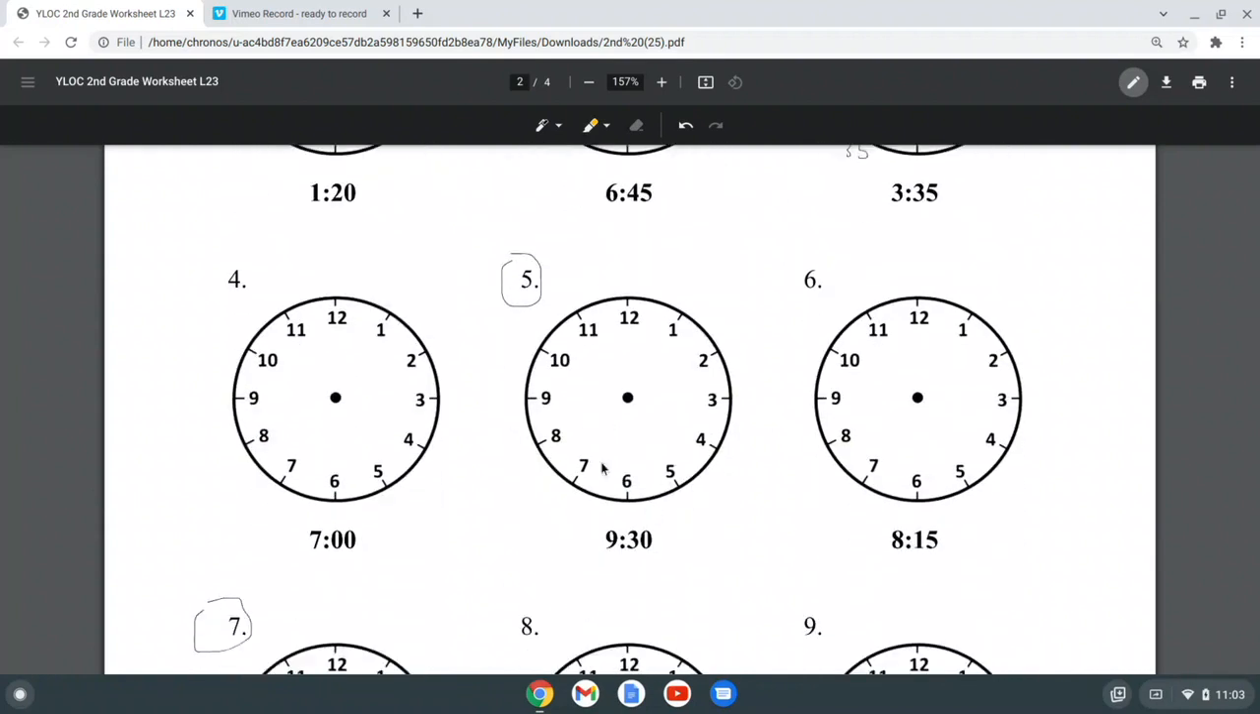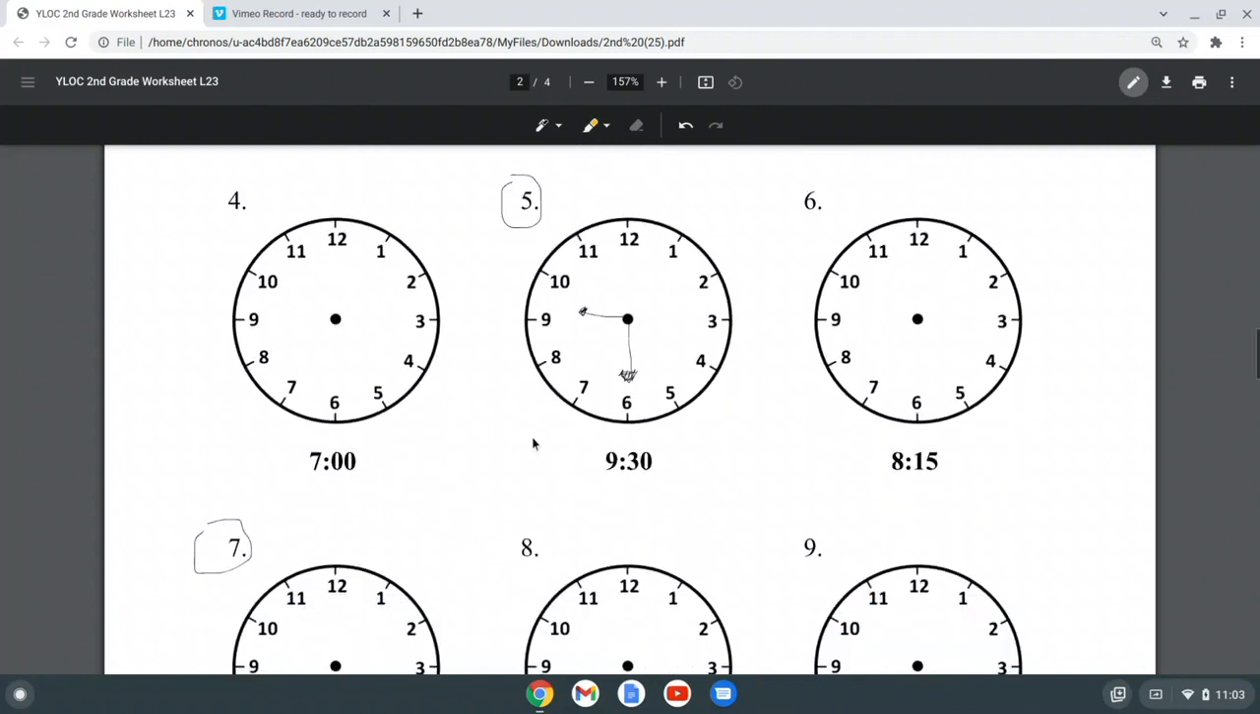Next we have 9:30, and the long hand will point at 6 because that's 30. And then we point at 9. And here we have 9:30.